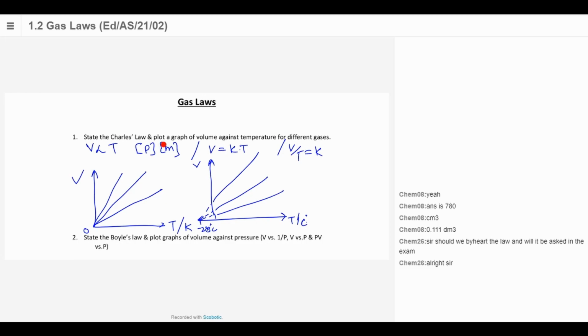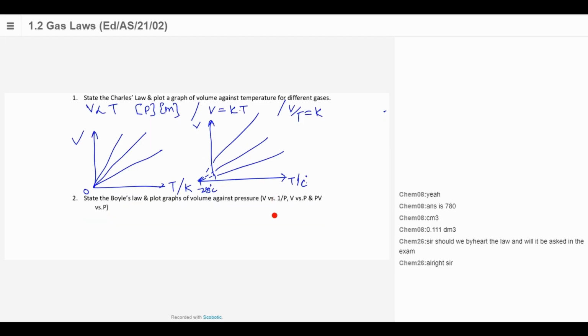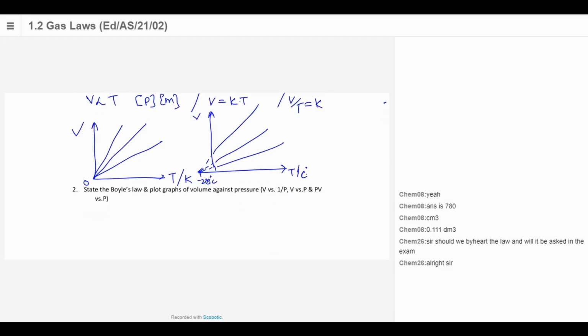Right. So next we'll see Boyle's law. Charles's law and Boyle's law explain how the volume is affected by temperature and pressure. Boyle's law states that the volume of a gas is inversely proportional to the pressure.